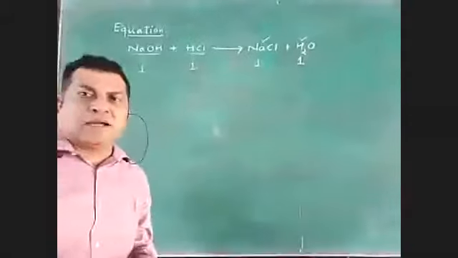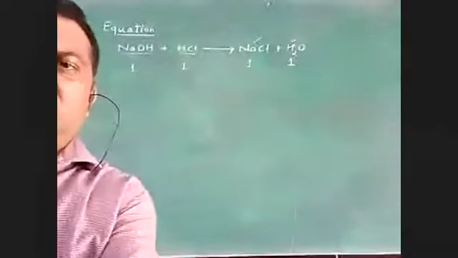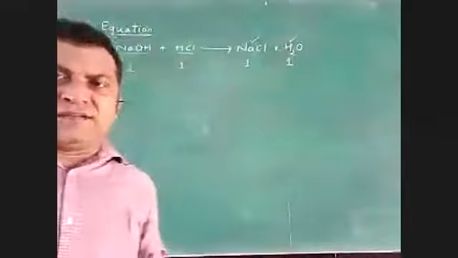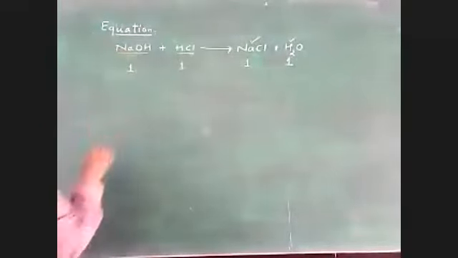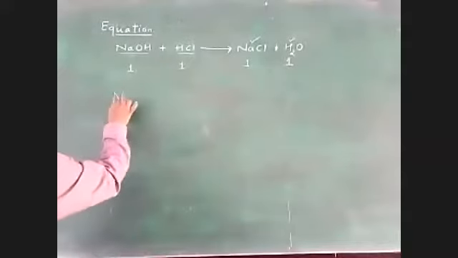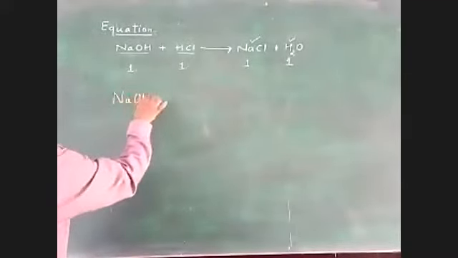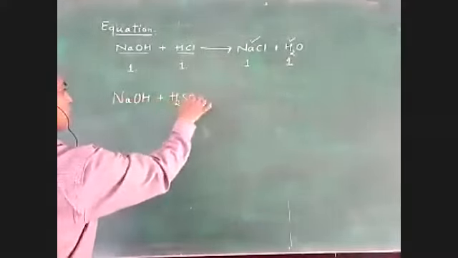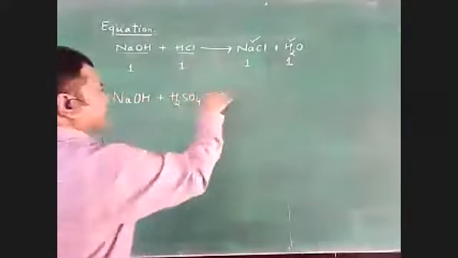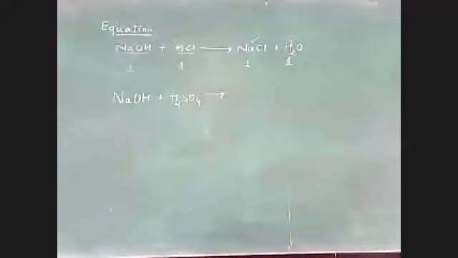Chalo. Now, the second thing we are going to discuss is also very interesting. I am writing another reaction. We will take NaOH, the same, we are not going to change NaOH. In the second reaction, NaOH is going to react with H2SO4. What will be the product? Anybody can predict this? This is known as stoichiometry.